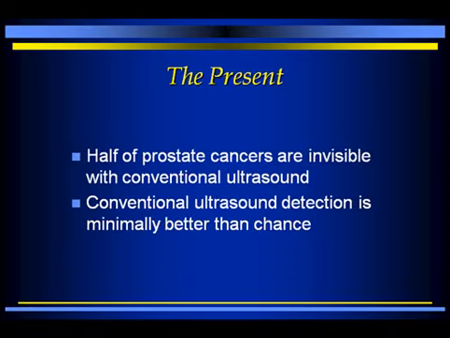At present, to summarize imaging of prostate cancer, half of prostate cancers are invisible with conventional grayscale imaging and with conventional color and power Doppler. In fact, conventional ultrasound detection of prostate cancer is probably minimally better than chance. And so that's why most people who do prostate biopsies now do systematic biopsies where they spatially distribute the biopsy cores all around the prostate to try not to miss something.